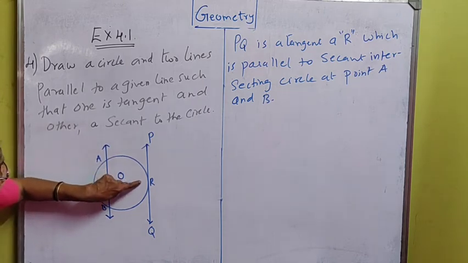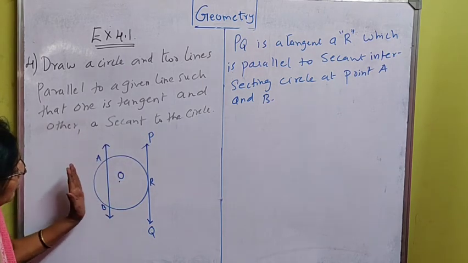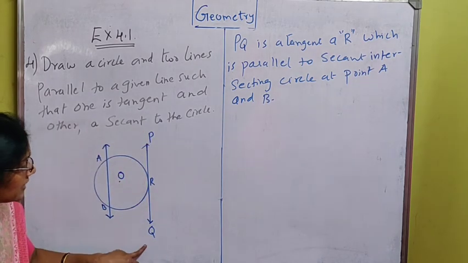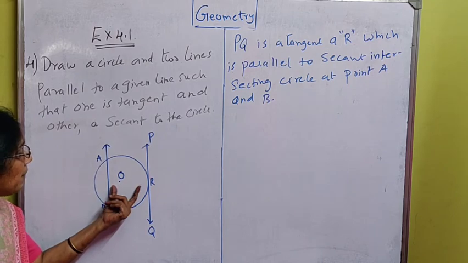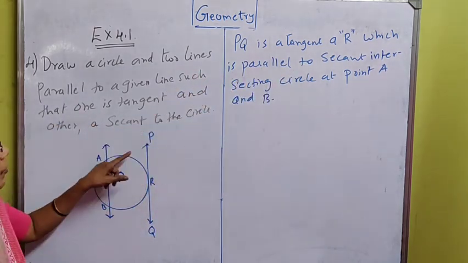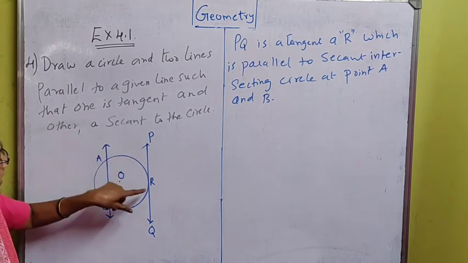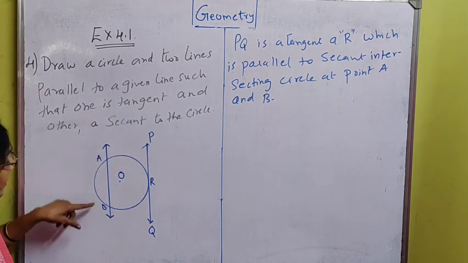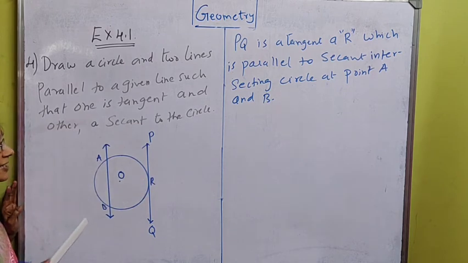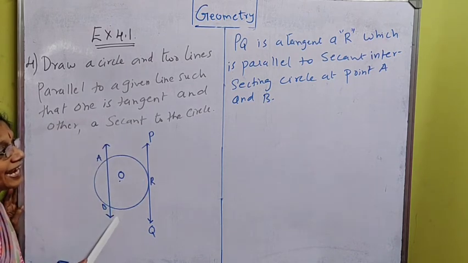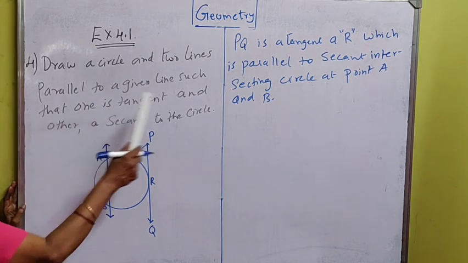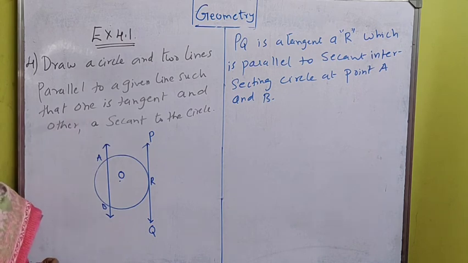And here you can see this line is called a tangent because it is just touching the circle at R. This is called a tangent, and both are parallel to each other, and that is what is given. PQ is a tangent at R, which is parallel to a secant intersecting the circle at points A and B. Can you see that they are parallel to each other in the diagram? Yes. This is the answer for your fourth question.